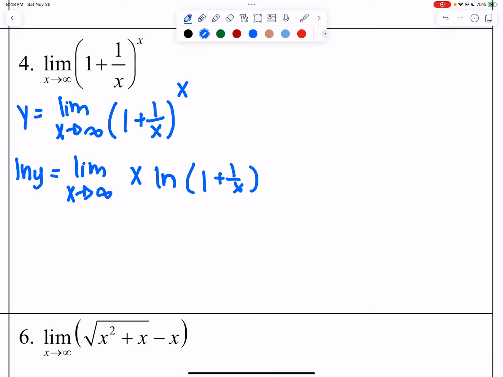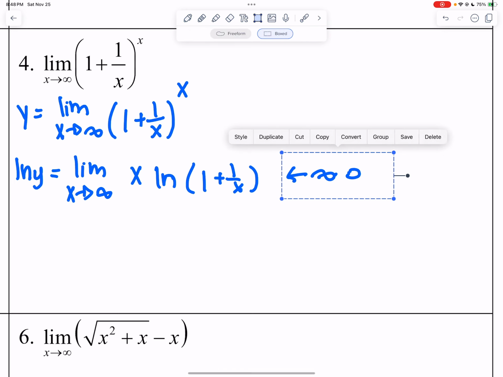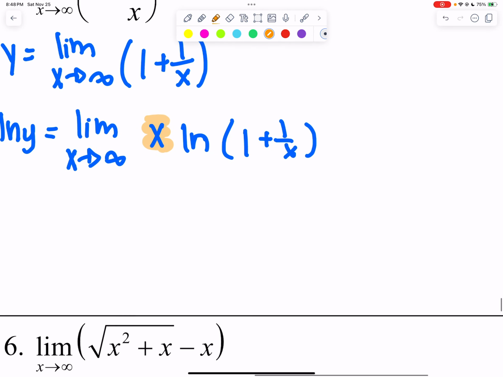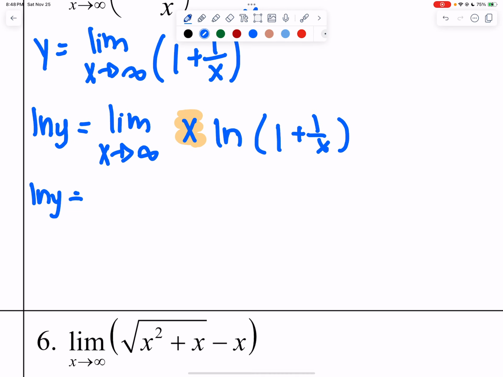Okay, so then I know that if I were to use direct substitution, I have infinity times, let's see, that's going to be 0, because this is going to be 1, the argument's going to be 1, ln of 1 is 0, so infinity times 0. Guess what? Indeterminate. Now, just like what we did earlier with x, we are going to change that so it looks like this right here.